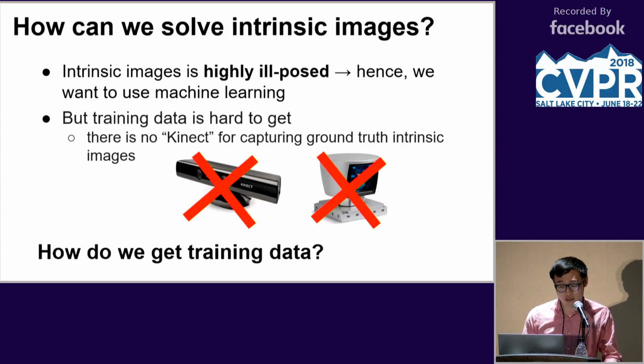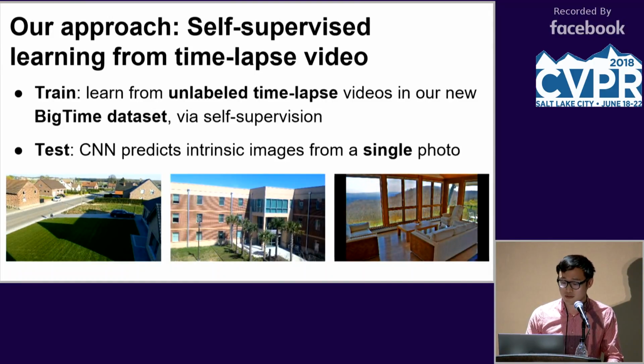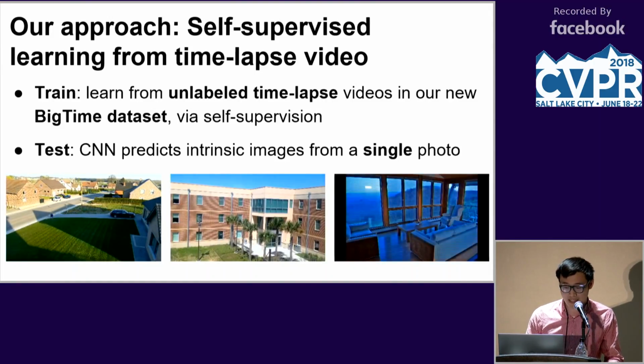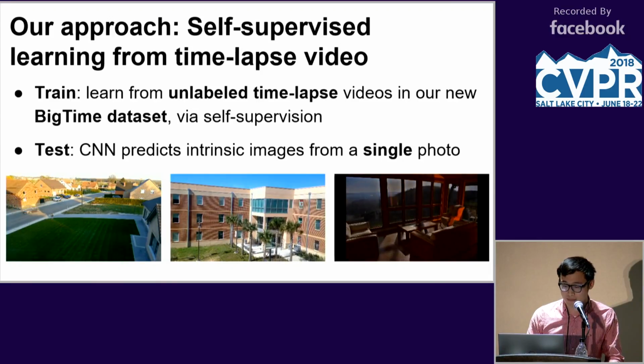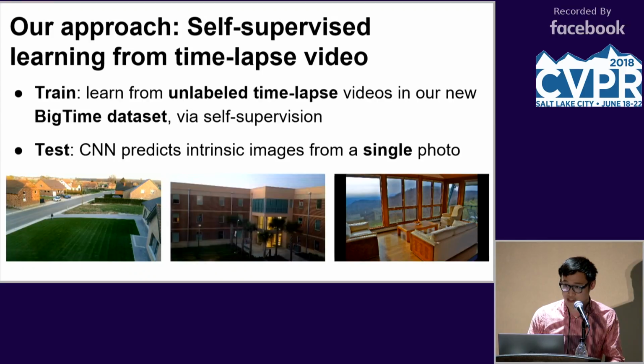However, unlike related learning problems like predicting depth or surface normal from a single image, we are not able to use Kinect or LiDAR devices to get ground truth decompositions for training data. So how do we get training data? Can we train a model without directly capturing ground truth decomposition for this task? In our work, we show how to train a model from time-lapse videos. We introduced a new dataset called Big Time with more than 200 internet time-lapse videos depicting both indoor and outdoor scenes with changing illumination over time.